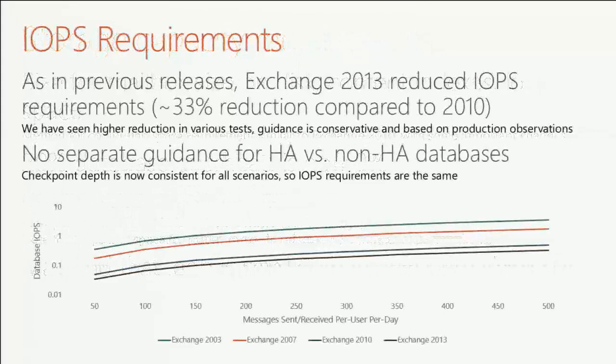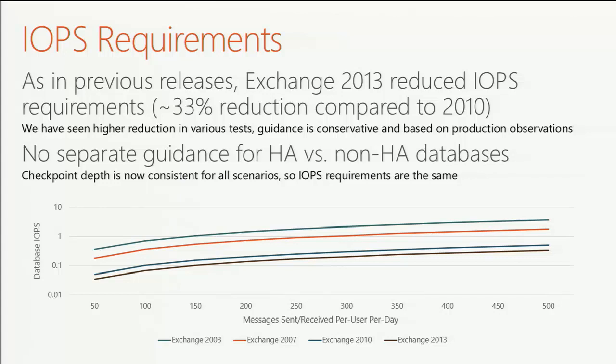IOPS. I'm not going to spend a lot of time here. We talk about it a lot. We reduced the IOPS requirements in 2013. They went down about 33% compared to 2010. I think we said in some of the marketing presentations early on it was 50%. And that is true in some lab tests. But what we see in production is 33%. And that's what we're sizing on.